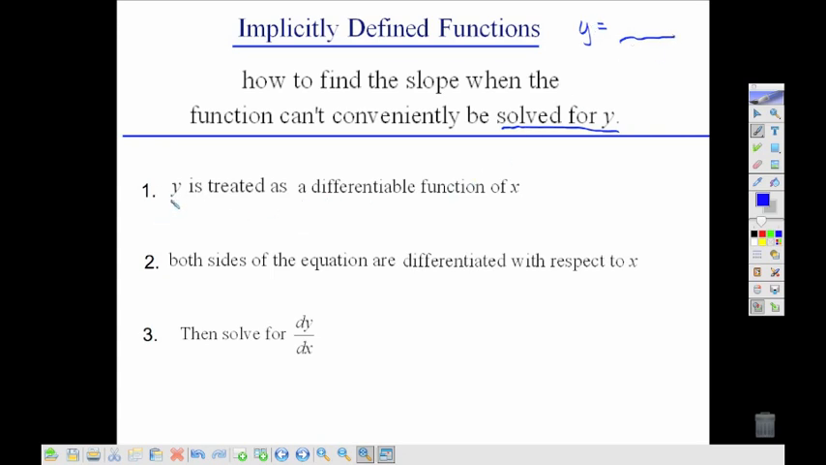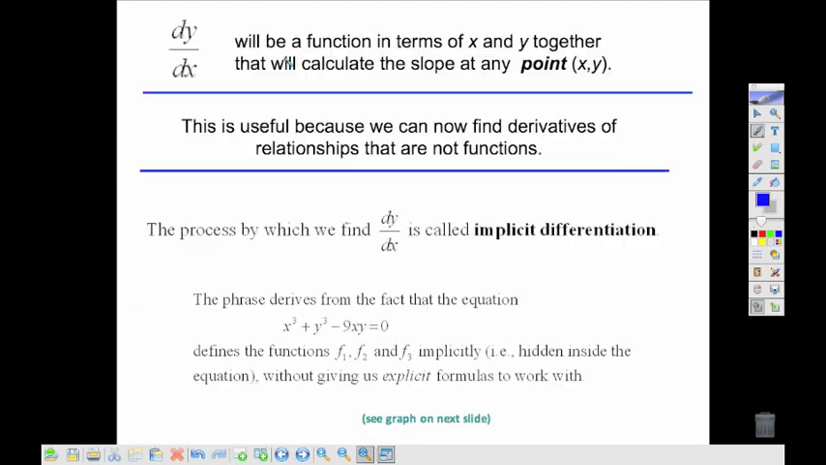So we're going to treat y as a differentiable function of x, which means that its derivative is going to be dy/dx. We're going to take a derivative of both sides of the equation and then solve it for dy/dx. What this means is that our problem is not finished until you have dy/dx equals everything else. Now, dy/dx will be a function in terms of x and y together. It's not just in terms of x anymore.